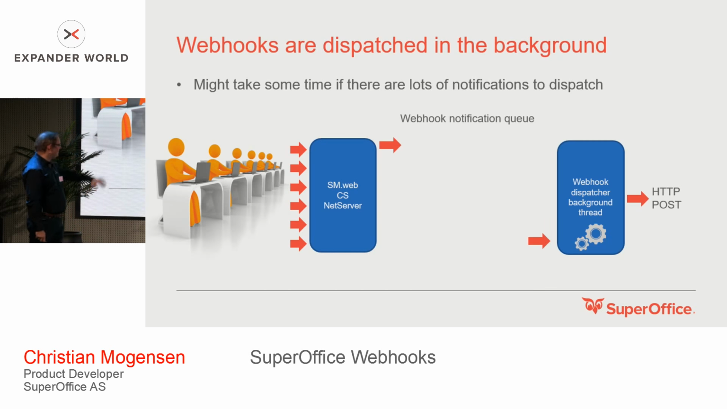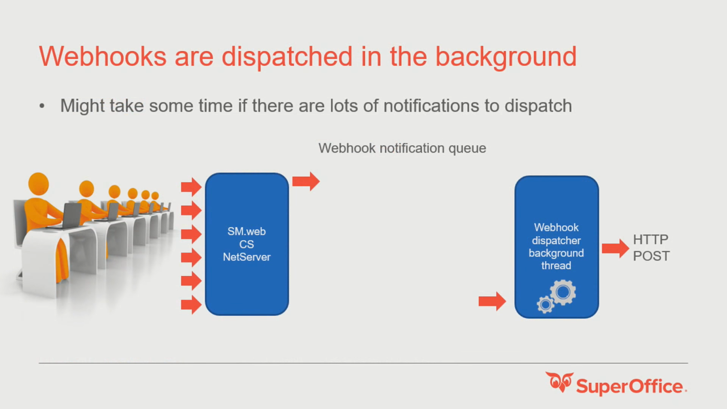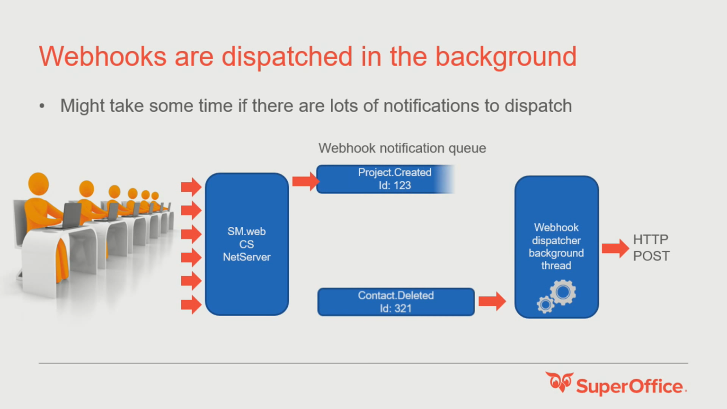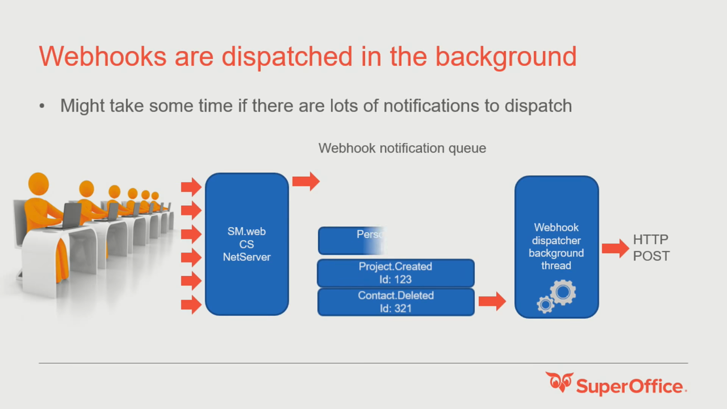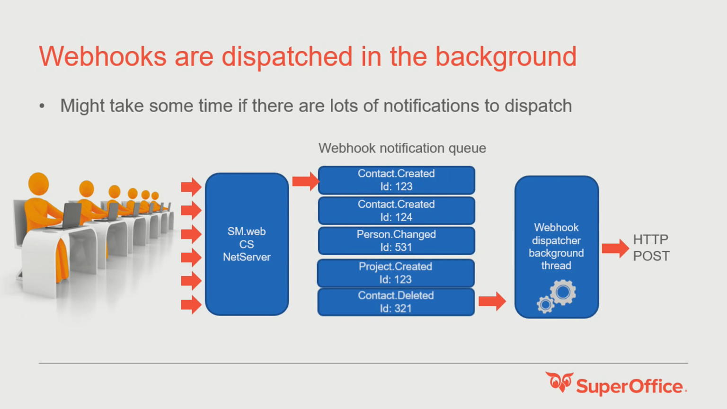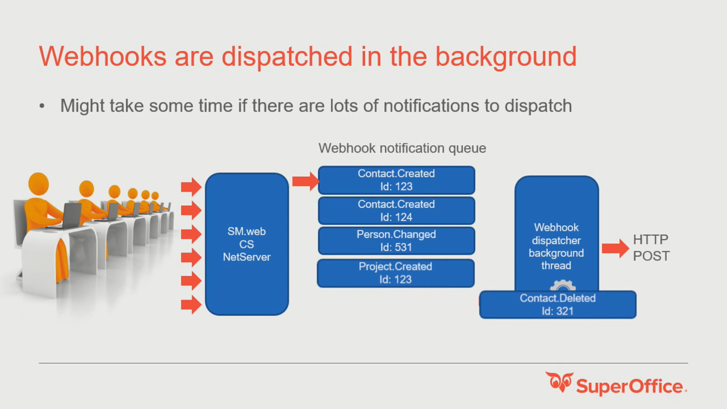So what happens is, you have all these users pounding away on the NetServer, on the website, and they're generating these IDs, their changes. Those just get posted to a queue, and more and more events get queued up. Then there's a background thread that eats off the other end of the queue. So one after the other gets dispatched, and they happen in order. So there's very little chance of events coming out of order, because at the moment there's just one thread.